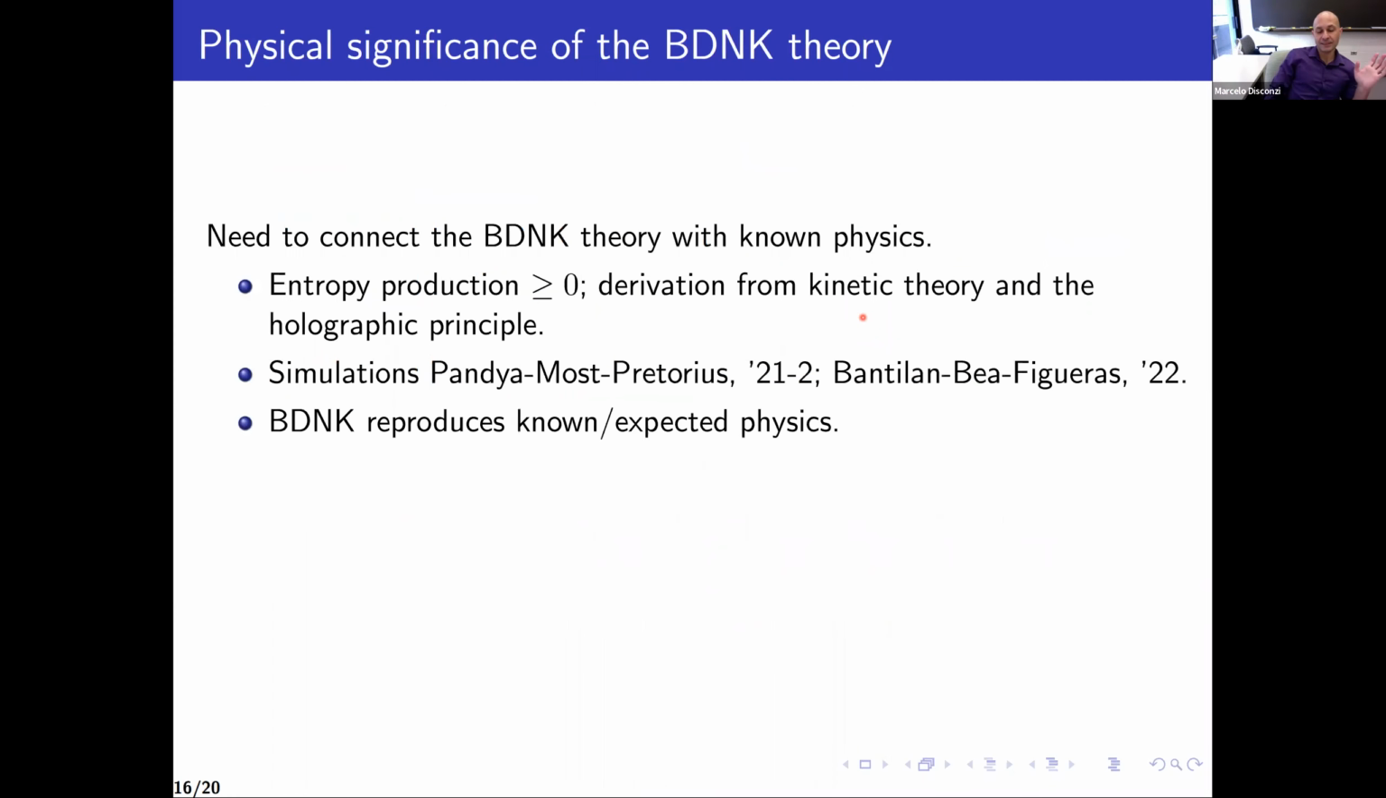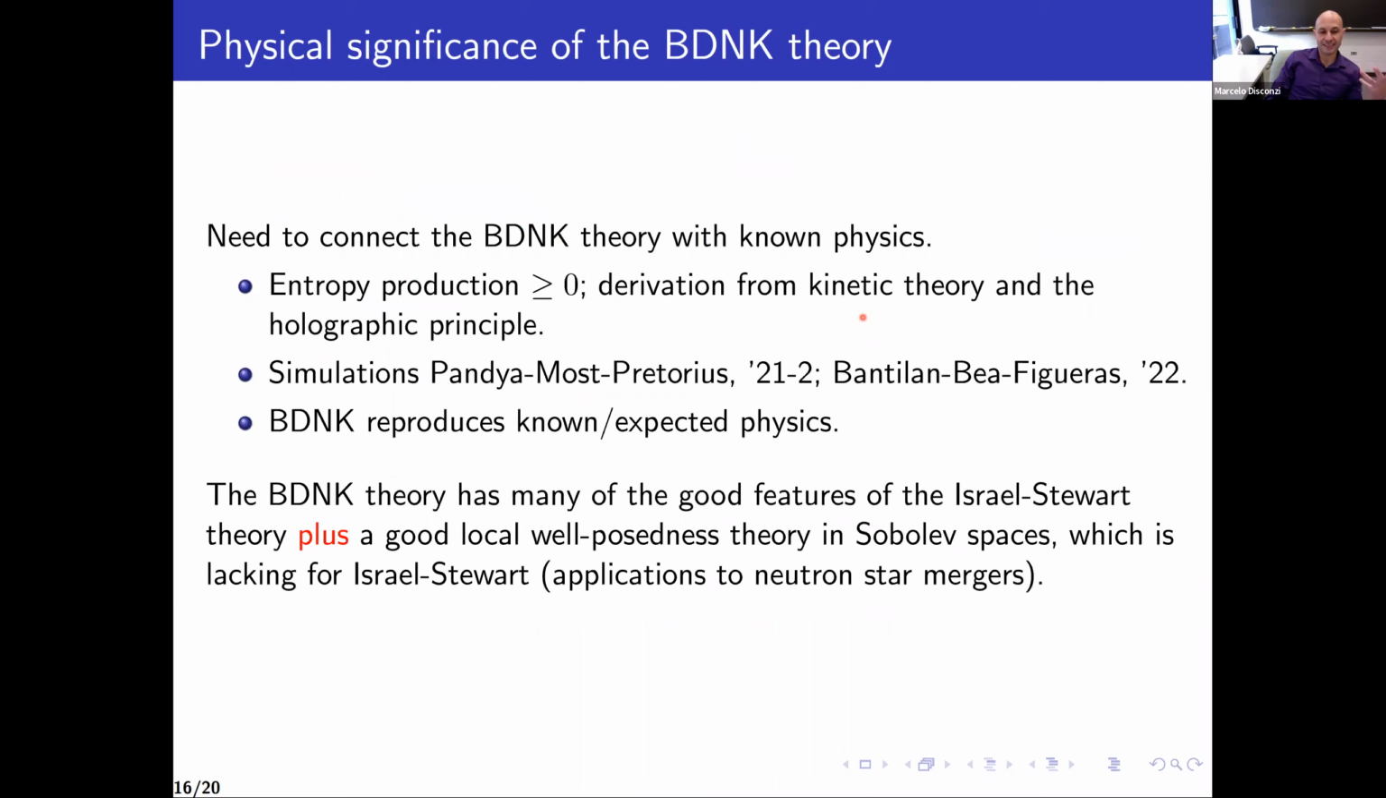Okay, so BDNK reproducing normal expected physics is a good thing. The summary is that the BDNK theory has many of the good features of Israel-Stewart, plus a good local well-posedness theory in subordinate spaces, which is lacking for Israel-Stewart. Okay.